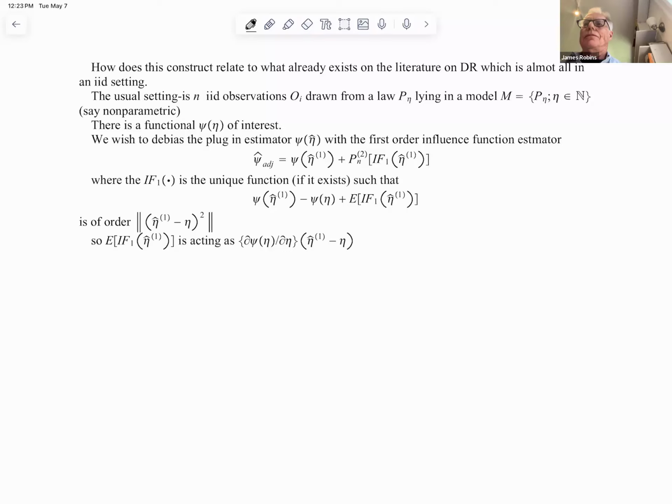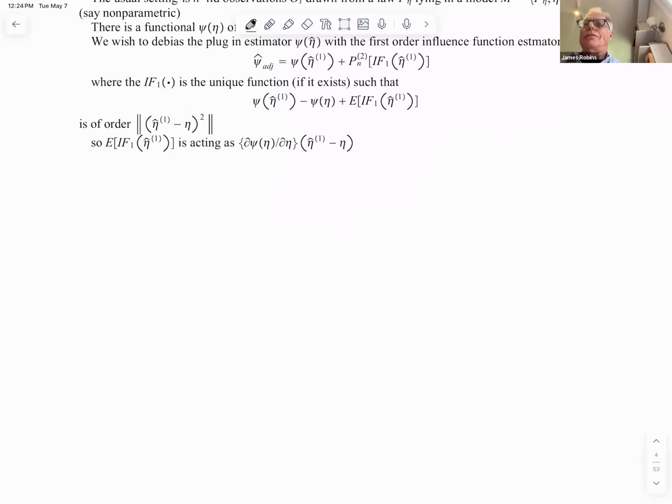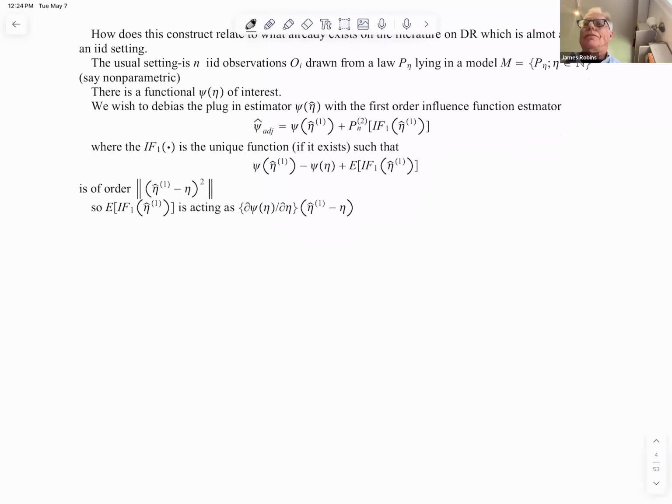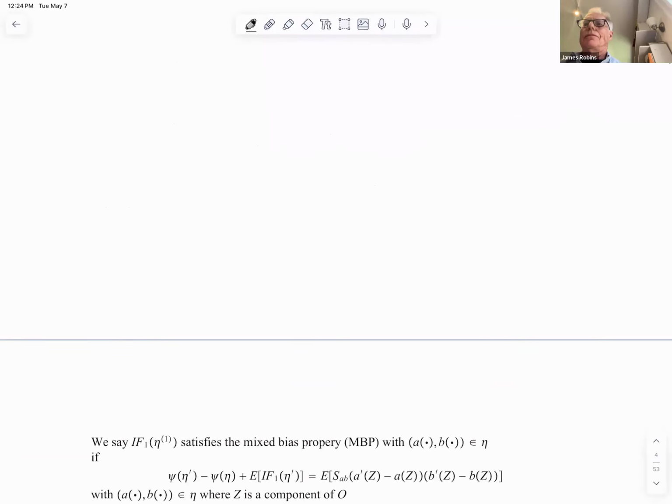And you can see that the expected value of the influence function is essentially acting as if you were doing a Taylor series. It is acting as the derivative of the functional times the error, so it's the first term in the Taylor series. The remaining bias is second order because it's minus that derivative, so it cancels the first derivative. That's the whole purpose: to cancel the first derivative. That's what influence functions do if they exist.